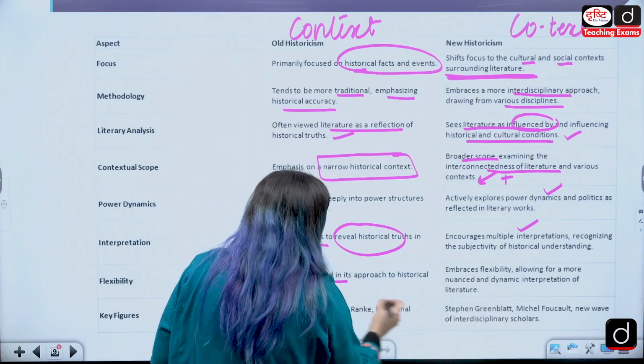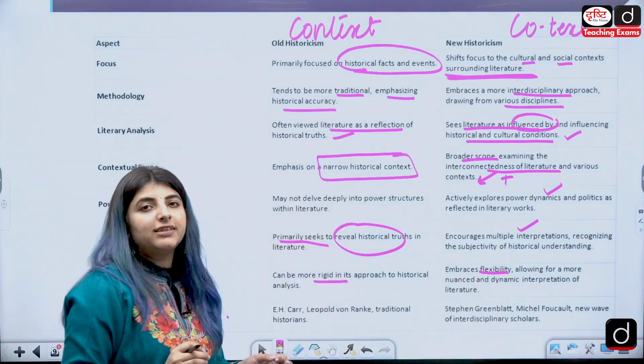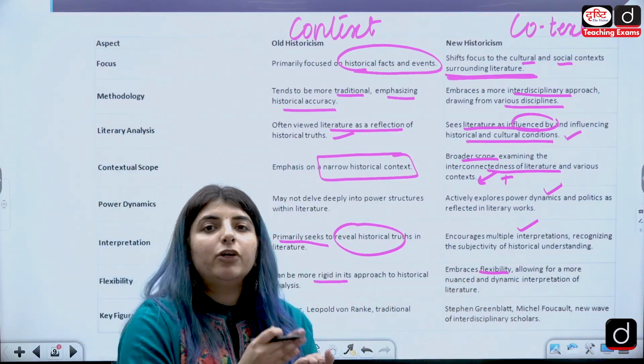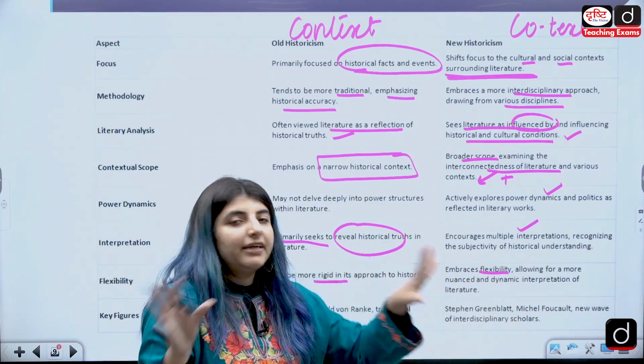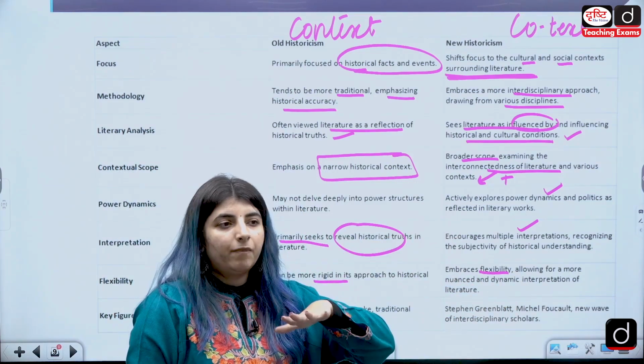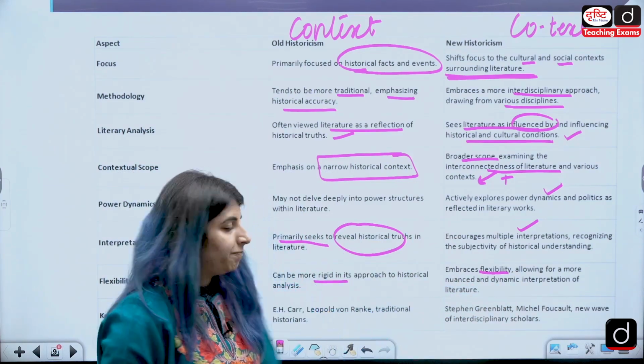Can be more rigid. This embraces new historicism, embraces flexibility. Wherever you will see multiple interpretation, suddenly there will be flexibility also, which will peep in, right?